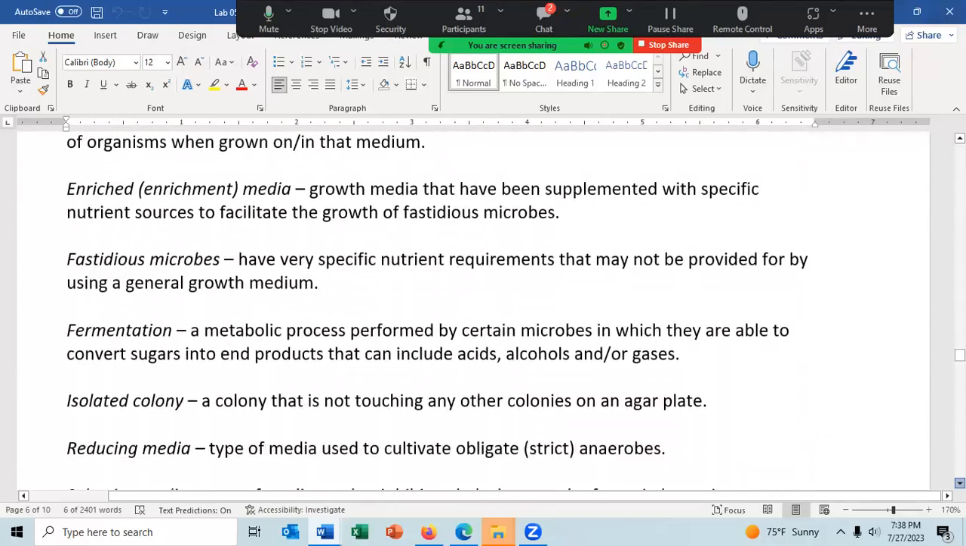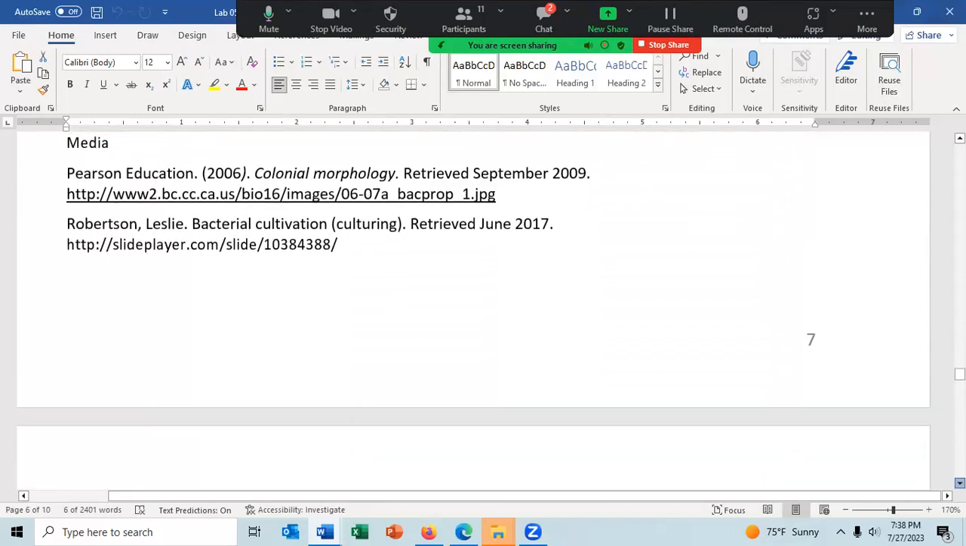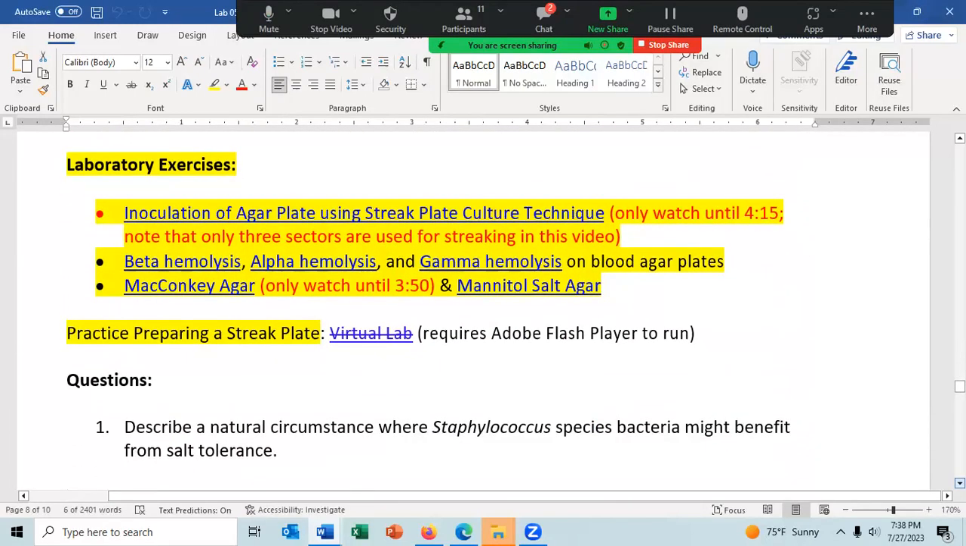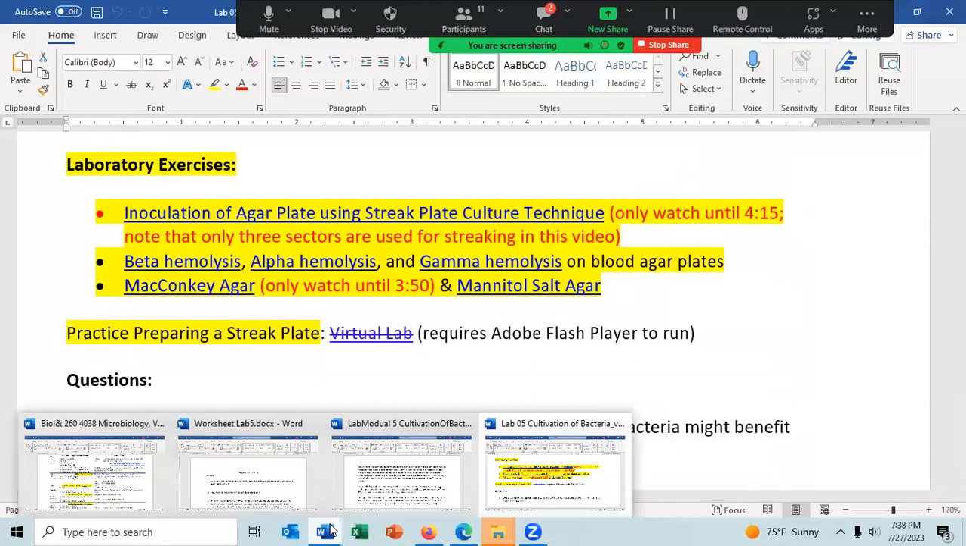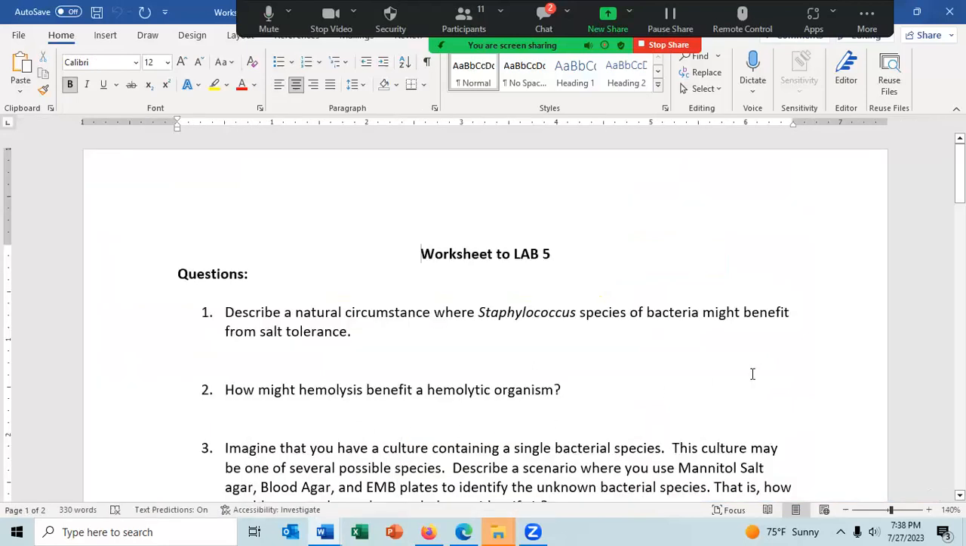So know the terms of this lab. You don't need to go through the references. And then let's talk about the laboratory exercise. I think I'm going to switch to the exercises now. Nope, I can't do that. Not yet.